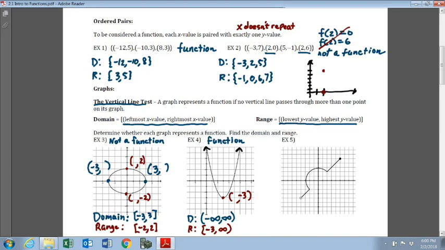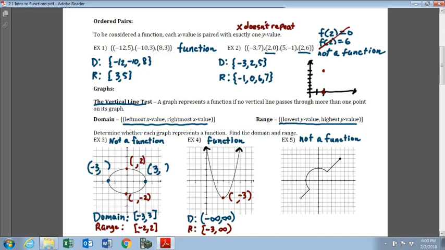All right, let's move on to example 5. So first of all, this is not a function. I want you to notice right here, we have a problem. We're going through more than one point. There's a couple places where we can do that in this area. And so this is not a function. So notice it's just that one little area that you've got to watch out for.